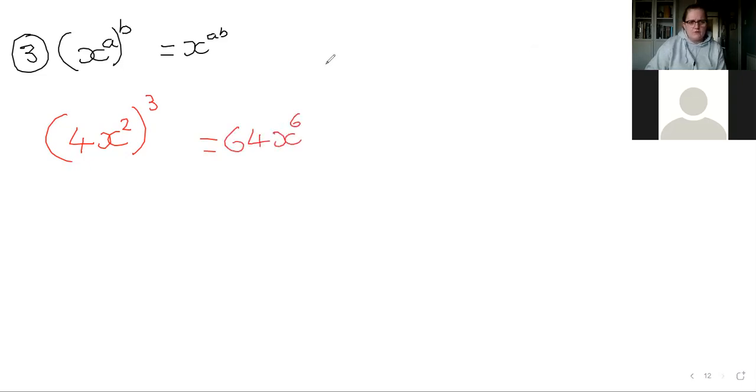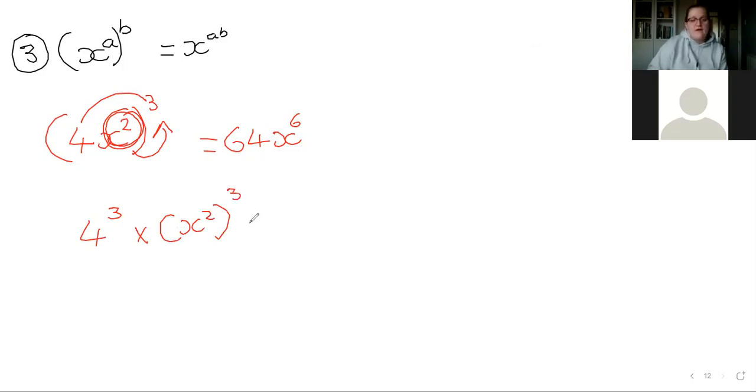So I'm going to show you a different way that we could work this out. Let's expand these brackets. So 4 to the power of 3, and then x squared, because they come together to the power of 3. So we'll do 4 to the power of 3 multiplied by x squared to the power of 3. So 4 to the power of 3 will give us 64. x squared to the power of 3, we can just do 2 multiplied by 3, which gives us 6. So we have 64x to the power of 6.